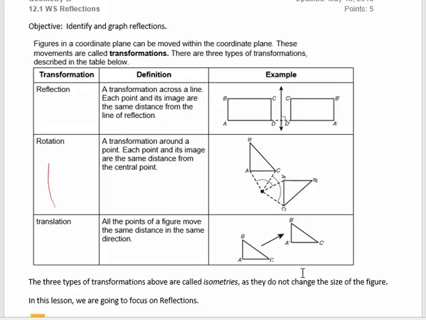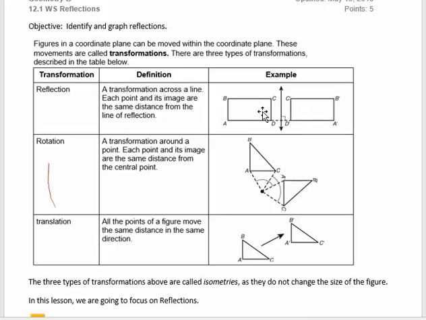All of these three different kinds of transformations are called isometries. They do not change the size of the figure. So all three of these, the original figure and the new figure, are exactly the same shape and size.